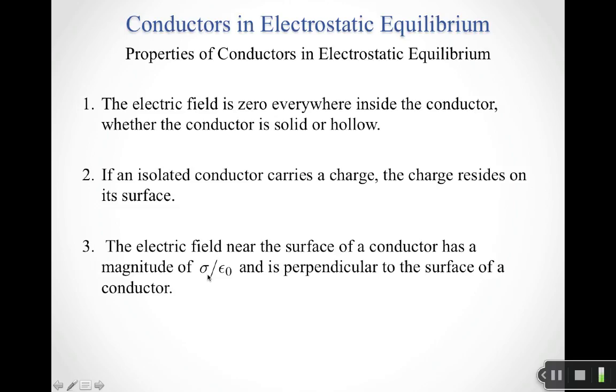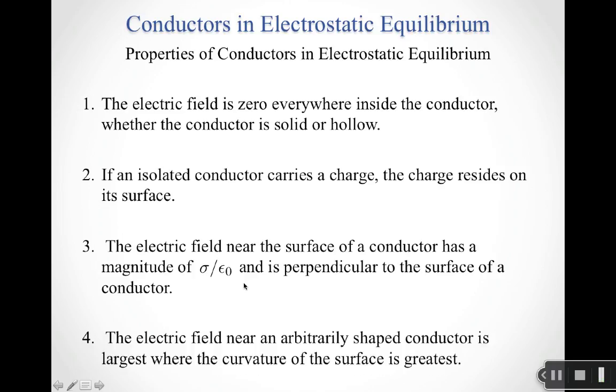And this symbol here is sigma, and we use it for the surface charge density. This is a way of saying charge per area. Epsilon naught, we've seen before, we know that this is related to our Coulomb's constant, and its value is 8.85 times 10 to the minus 12. So get close enough to any conductor, and this is what the electric field is going to look like.